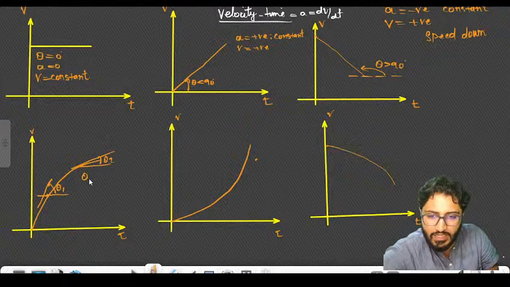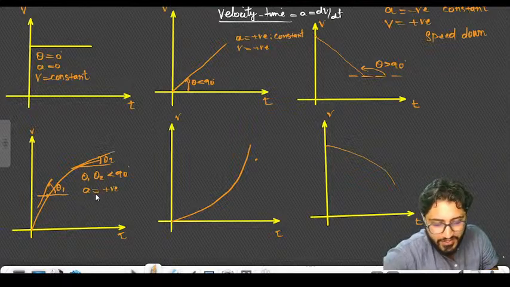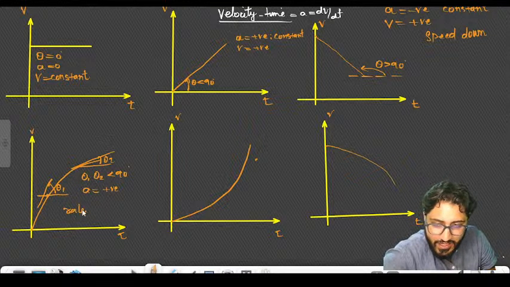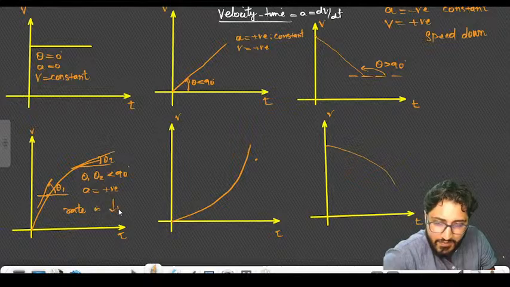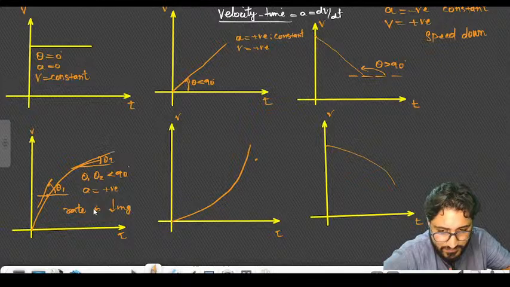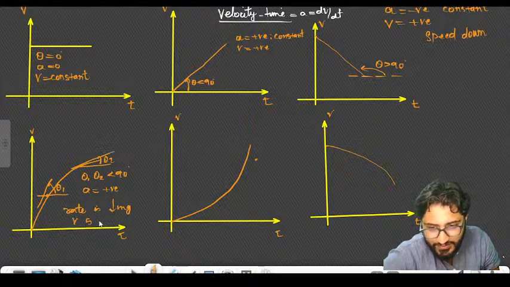We know that theta 1, theta 2, both less than 90 degree. So my acceleration is positive. But look, the rate is decreasing. Rate is decreasing. So my velocity is decreasing.